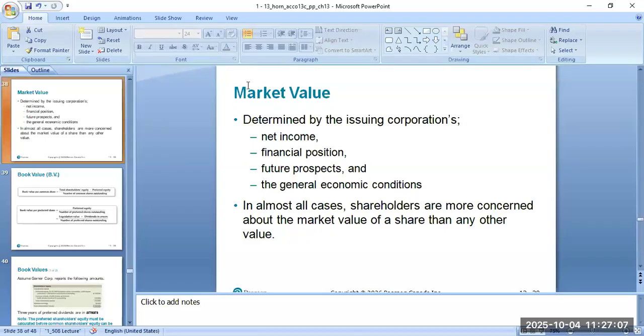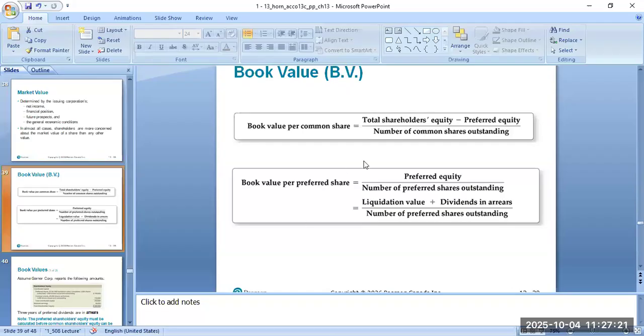In almost all cases, shareholders are more concerned about the market value rather than the book value. Why? Because the market value is the one at which they can sell or buy the share. What's the book value? How can we get the book value? Now, watch this. The book value is the total shareholders' equity minus preferred equity, divided by the number of common shares outstanding.